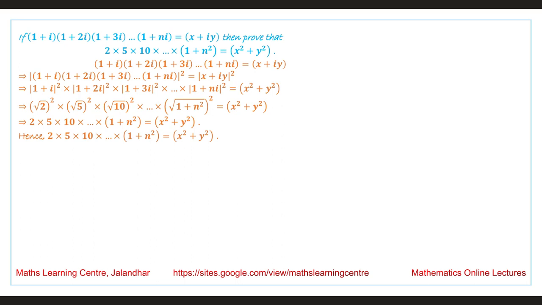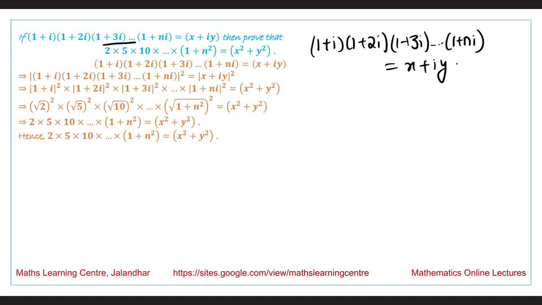Next, it is given that (1 plus iota) into (1 plus 2 iota) into (1 plus 3 iota), so on up to (1 plus n iota), is equal to x plus iota y, and we have to prove this result. Now comparing both these values, again this is x plus iota y over here, this time we have x square plus y square, which means we are talking about the modulus of this term.